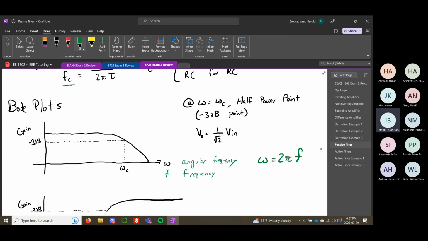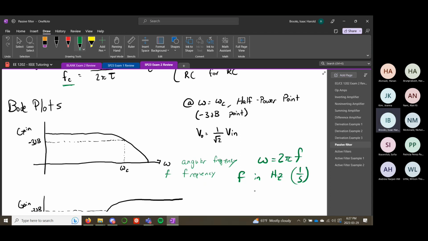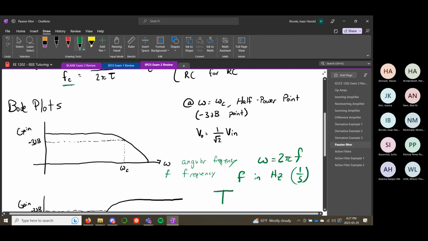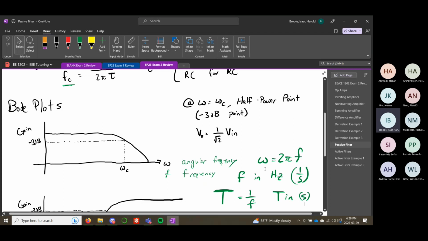So this is the frequency. F is in hertz, which is 1 over seconds. So we want to get the period of a signal, period T, as 1 over the frequency, and T is in seconds. So these are all some basic things about signals and frequencies and everything.